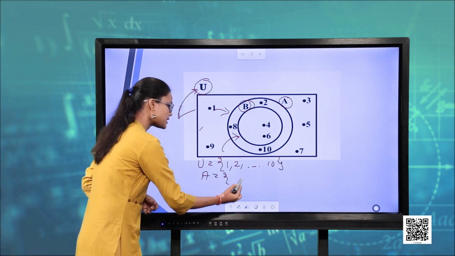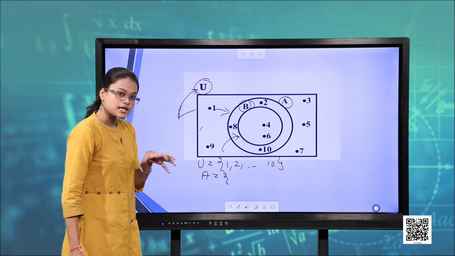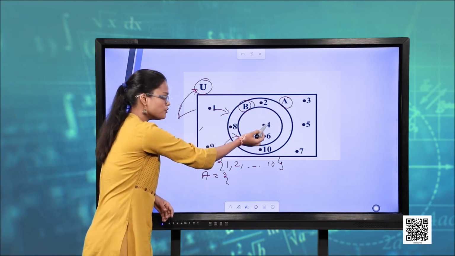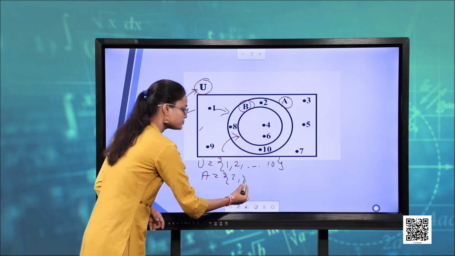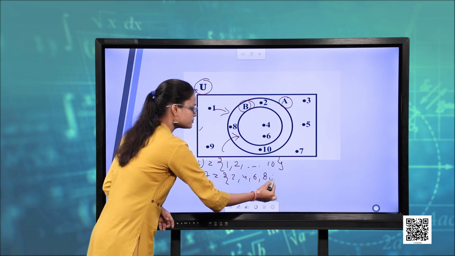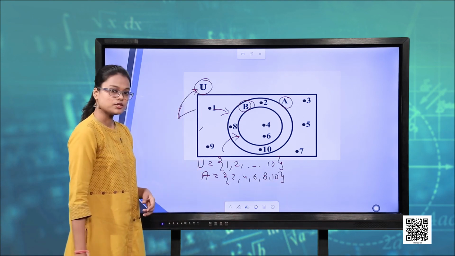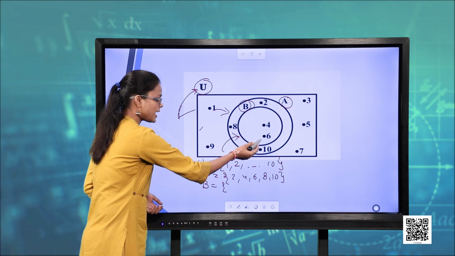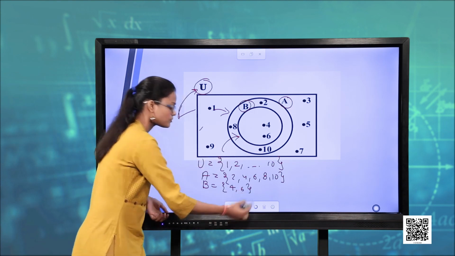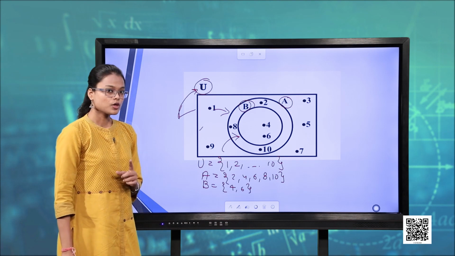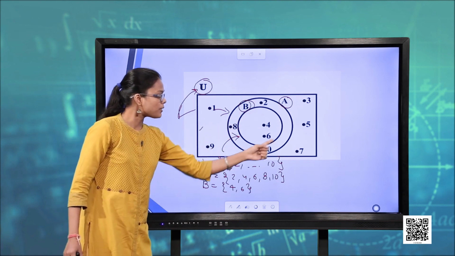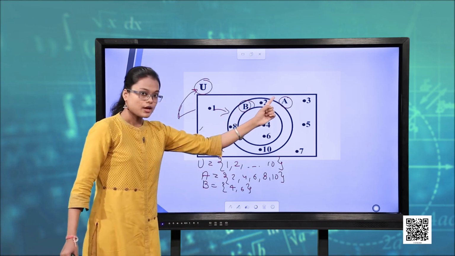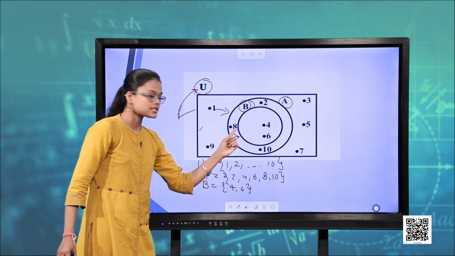What are the elements of the set A? All the numbers inside the circular region of set A, which are 2, 4, 6, 8 and 10. And what are the members of the set B? 2, 4 and 6. Understood? You may also see that this circular part representing B is inside A, which shows that B is a subset of A.